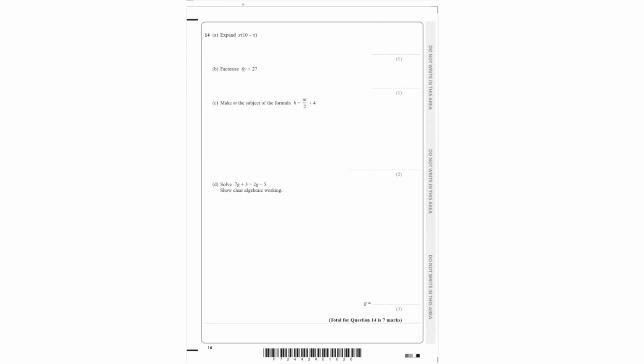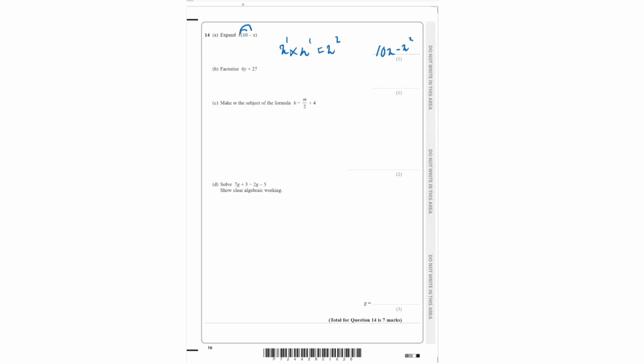Question 14, expand x into 10 minus x. Now when multiplying polynomials, we have to multiply into everything inside the brackets. So x times 10x is 10x, and x times negative x. Now when multiplying polynomials, we simply add their powers. So 1 plus 1 is 2. So this is negative x squared.